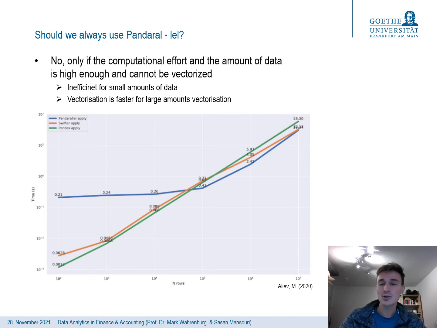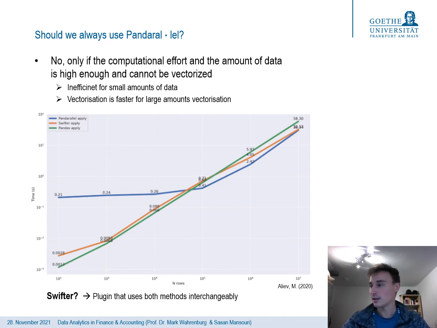And here I think it's not really the best example to show how efficient Pandarallel is, because I think this was a very simple calculation. If the calculation gets more difficult, Pandarallel is even quicker, as you've seen in the previous example. And the third one is called Swifter, and this is just a plugin that uses both methods interchangeably. Therefore it's still a bit slower because it has to decide, but still close to the normal apply method, and then it comes closer to Pandarallel in the end.